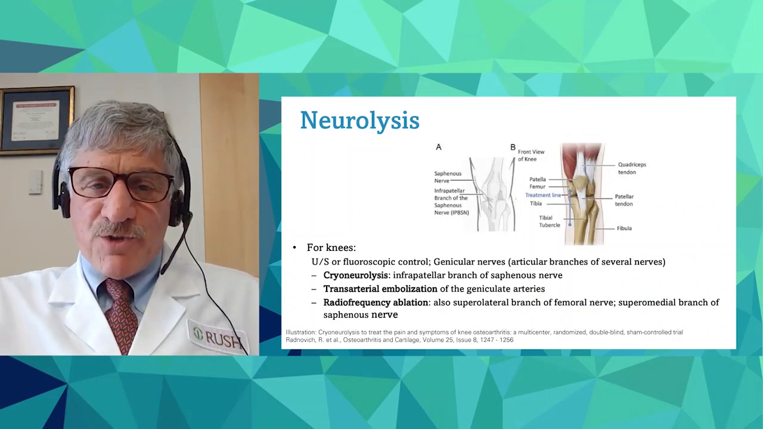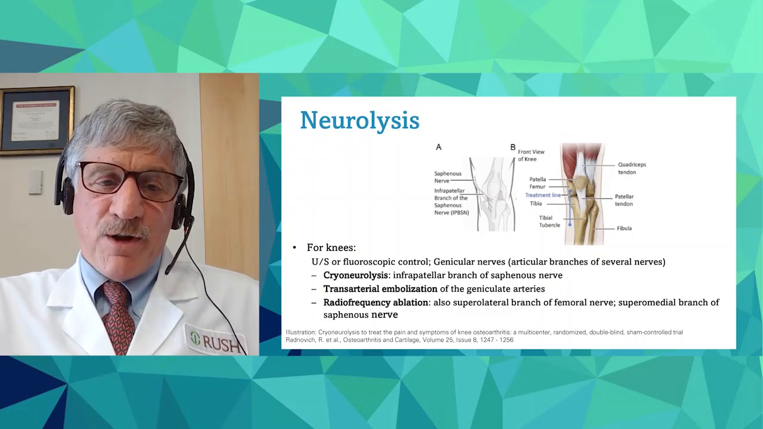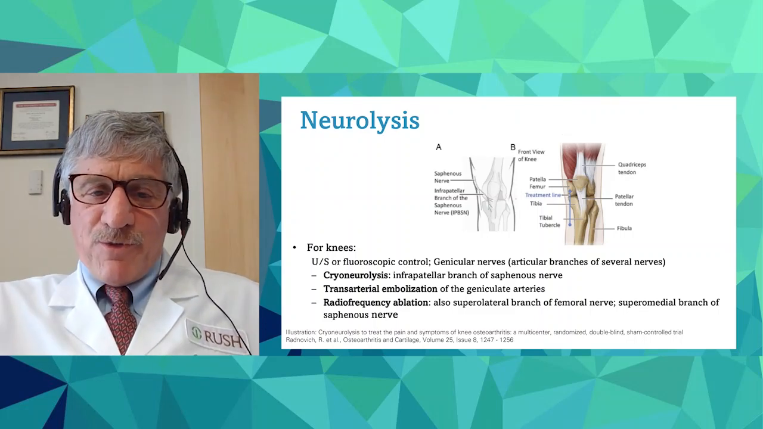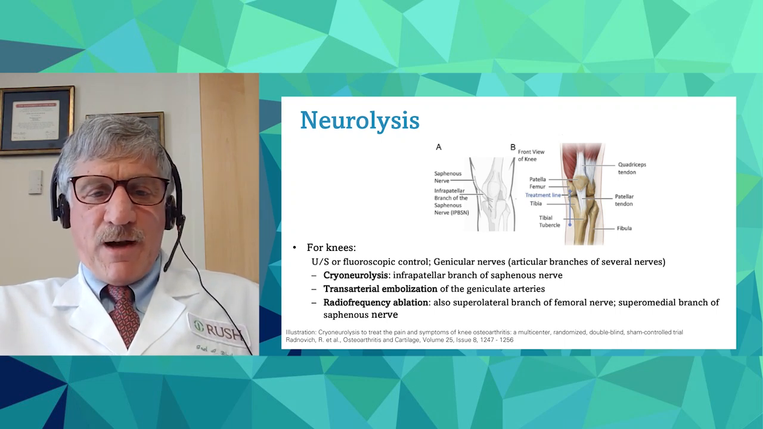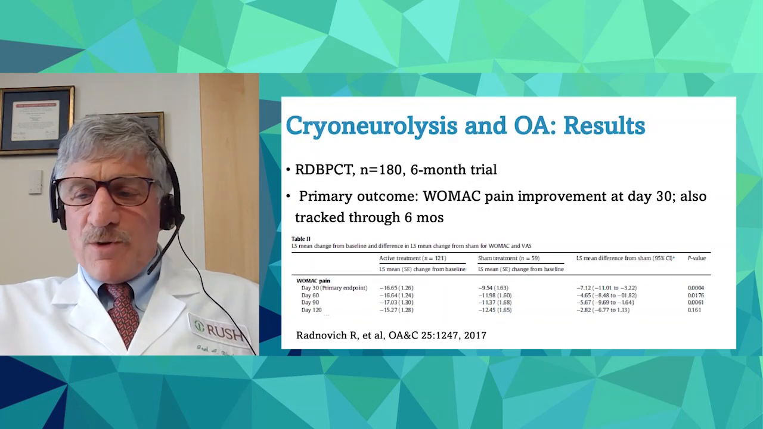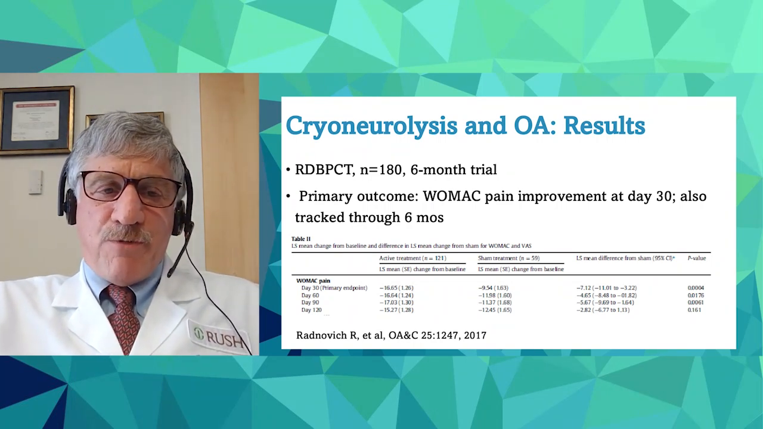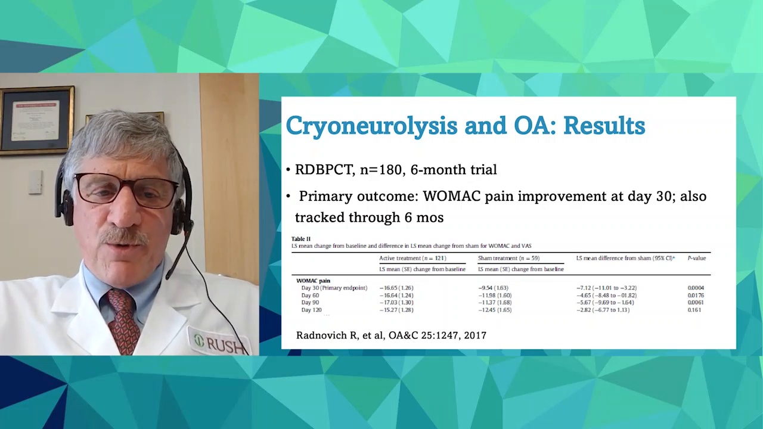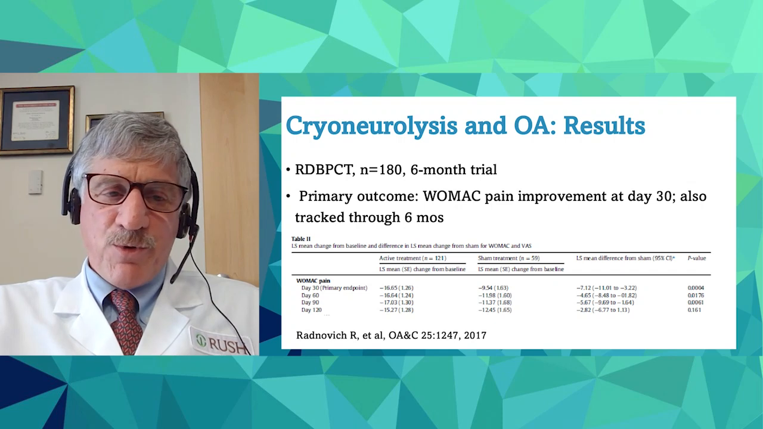And for all cases, you do this under imaging control, either ultrasound or fluoroscopy, and you target the geniculate nerves and genicular arteries. So what are the results to date? Well, a very well-controlled randomized double-blind trial, 180 people, 6-month trial, was published in OAC of cryoneurolysis a few years ago, and this was a really important trial.